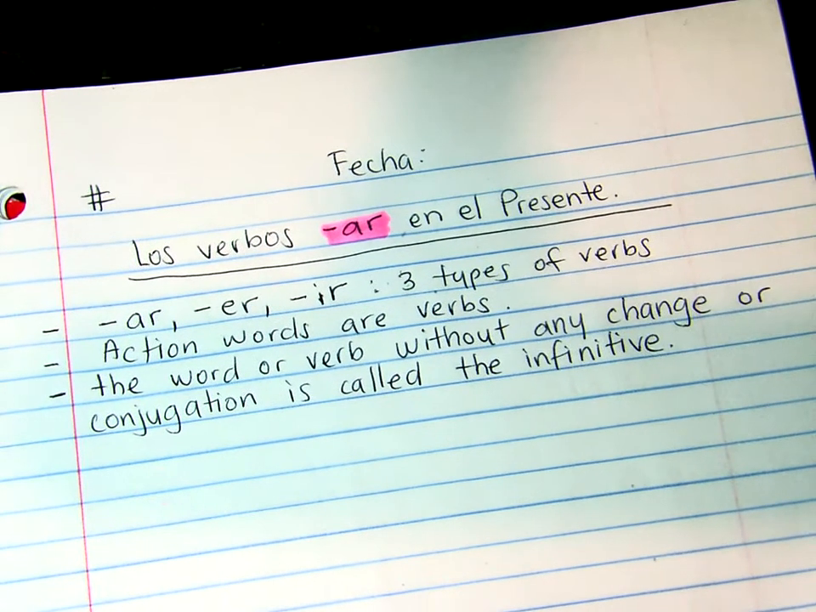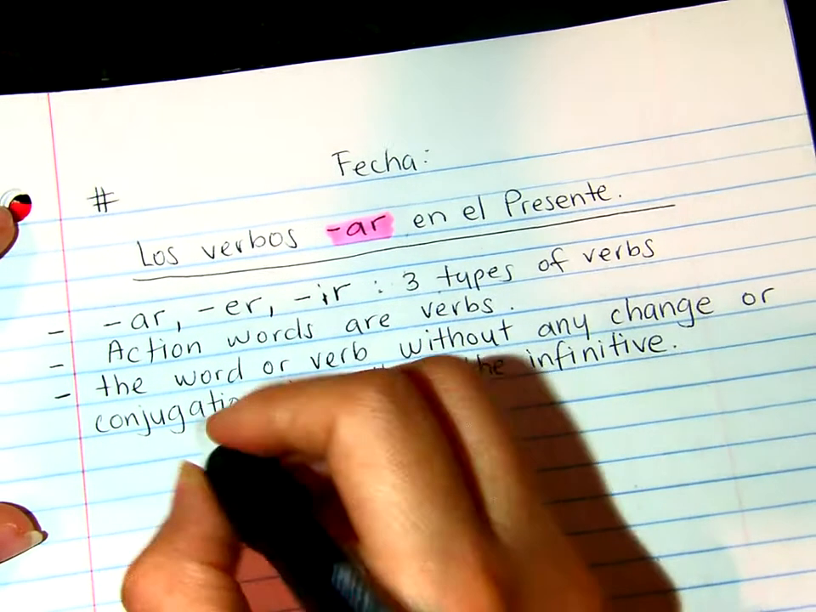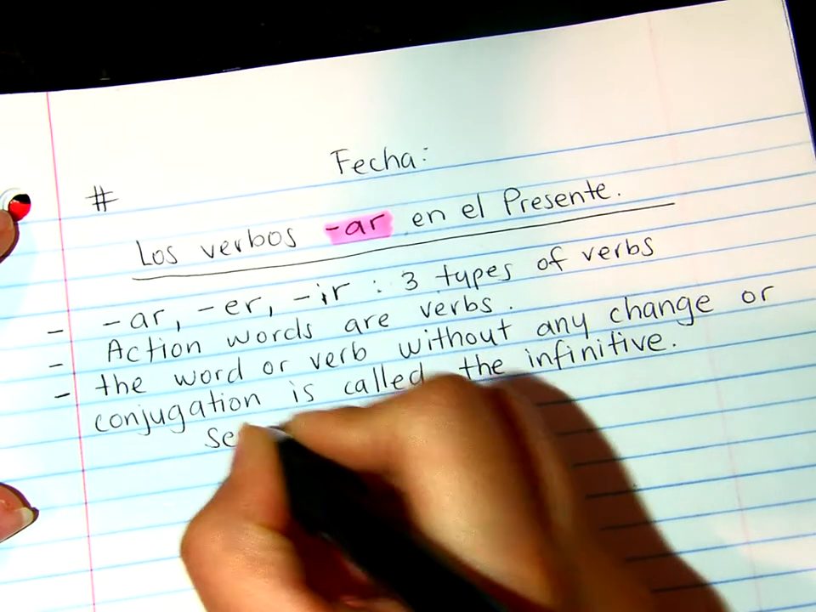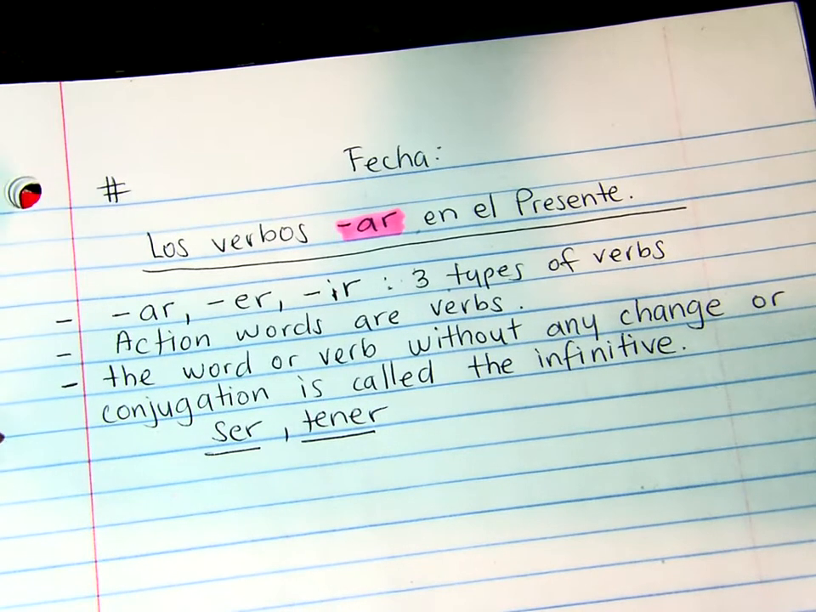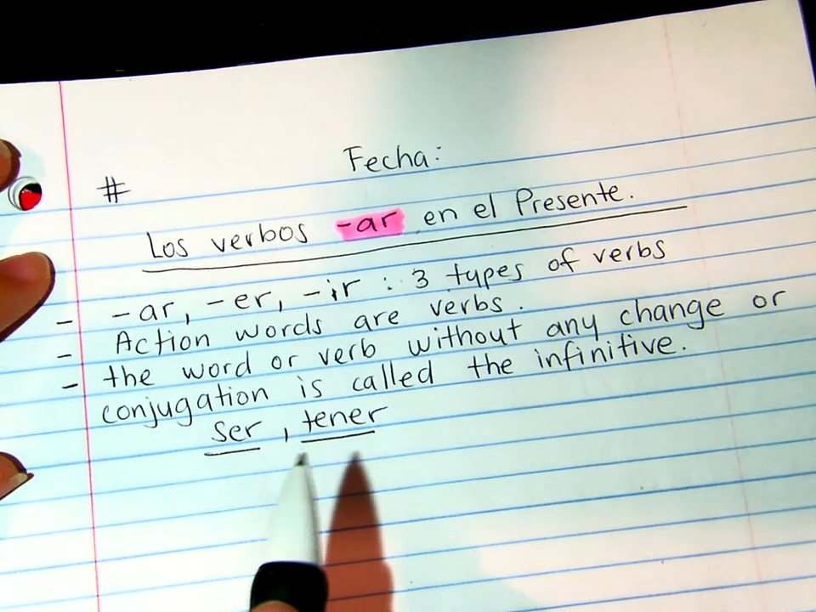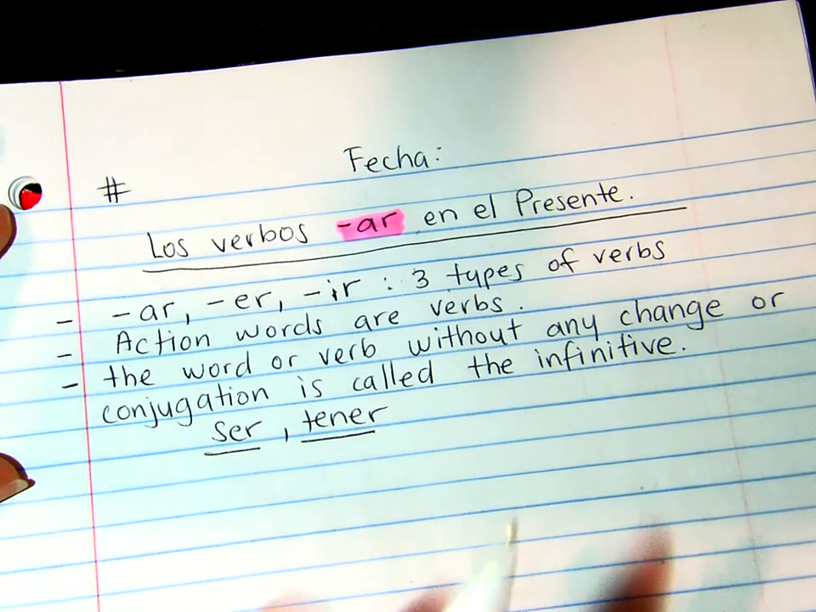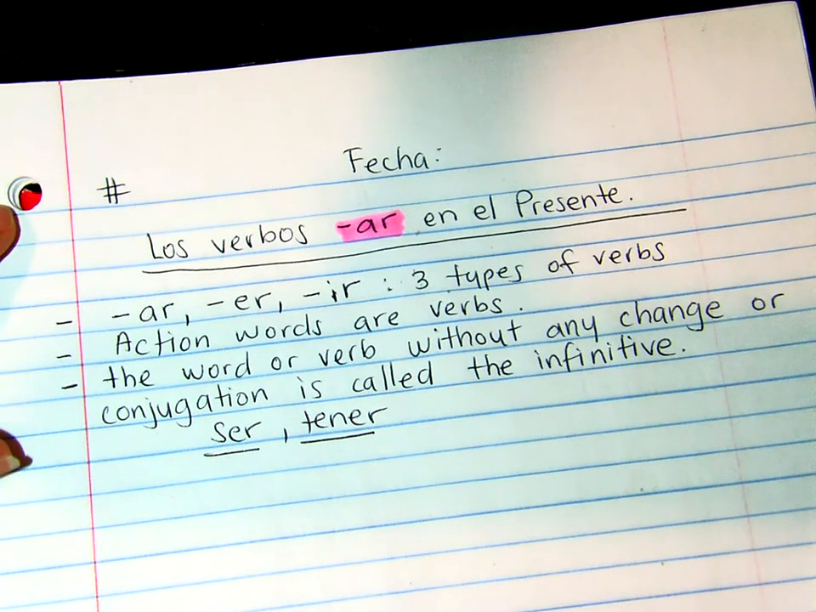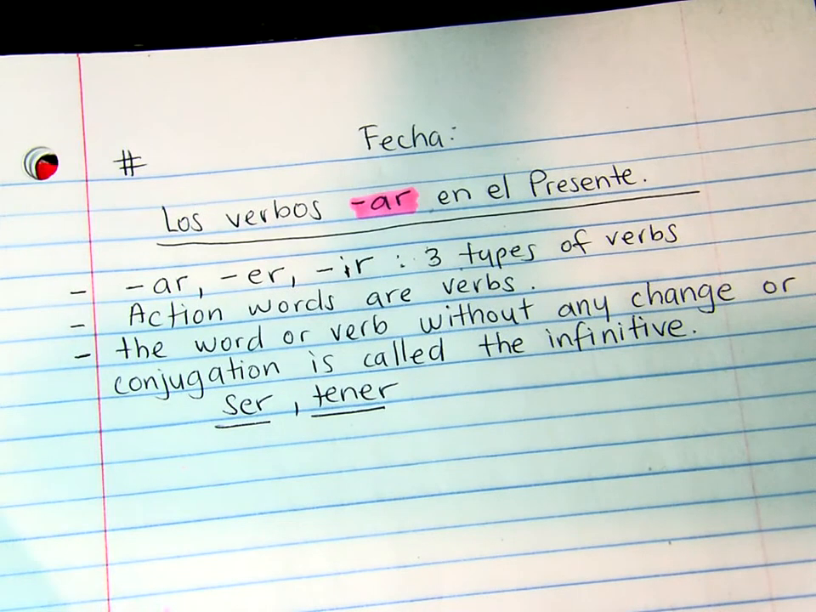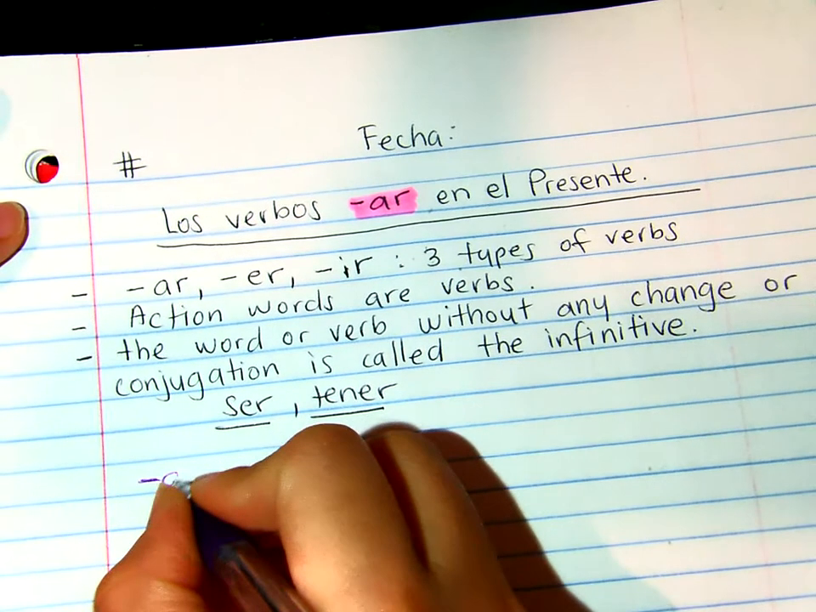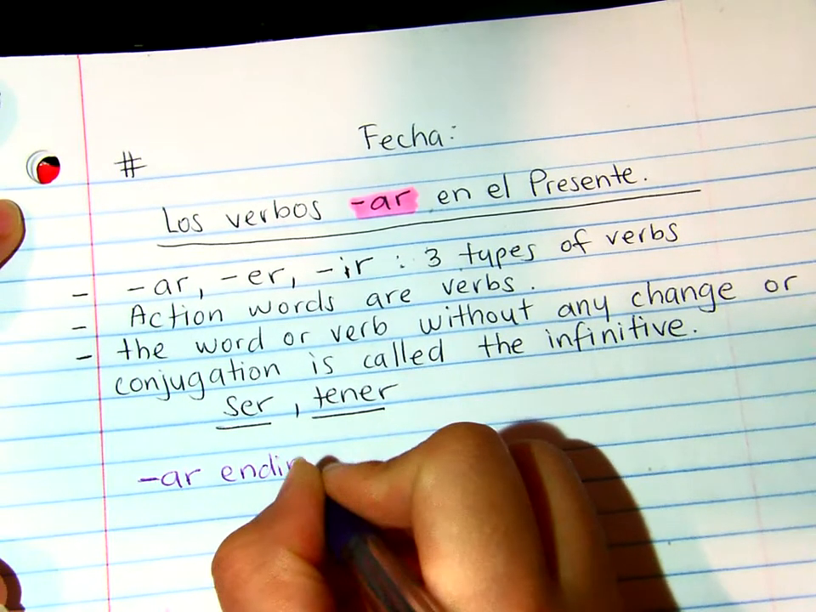Okay? So, for example, let me give you two verbs you already know. Ser, tener. Okay? These two verbs are in their infinitive form. They haven't been changed in any way. All right? So, we can change these verbs by conjugating them, right? In this chapter, we're going to learn how to conjugate AR ending verbs.